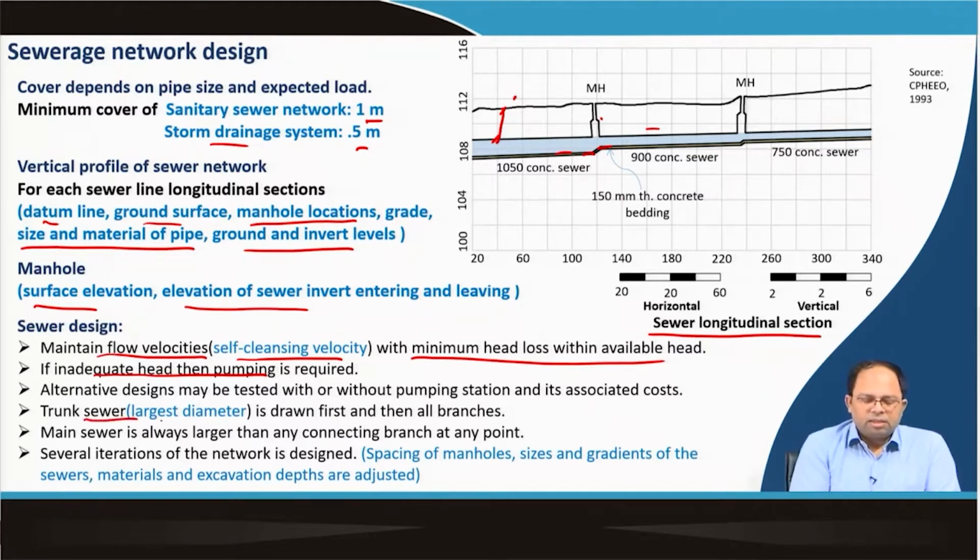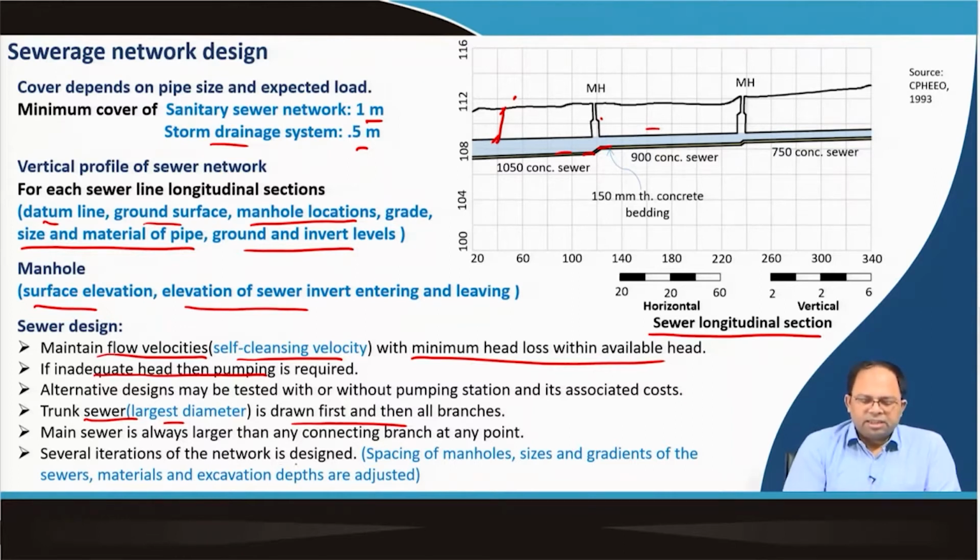Trunk sewers, of course, are of the largest diameter. These are first drawn and then the branches are decided. The main sewer is always larger than the connecting branch at any point. So, never will a sewer connect to a main sewer and be of bigger size than the main sewer. The main sewer has to always be of the maximum size from any connecting sewer up to that point. Down the line, upstream, the main sewer may be smaller in size, but at the point where a branch line connects, it has to be bigger than the branch line.